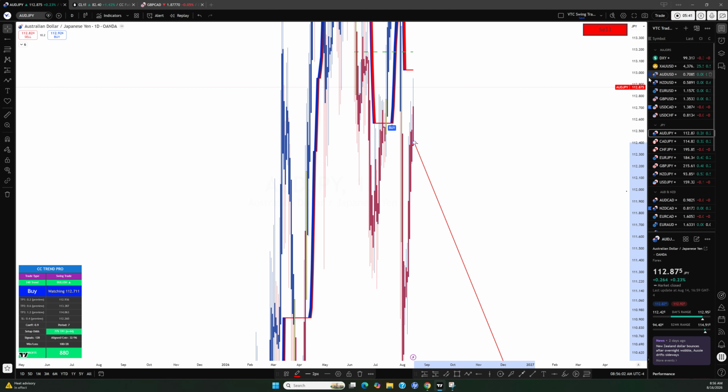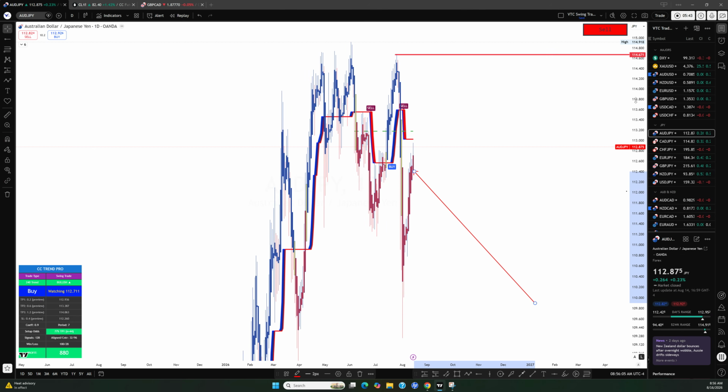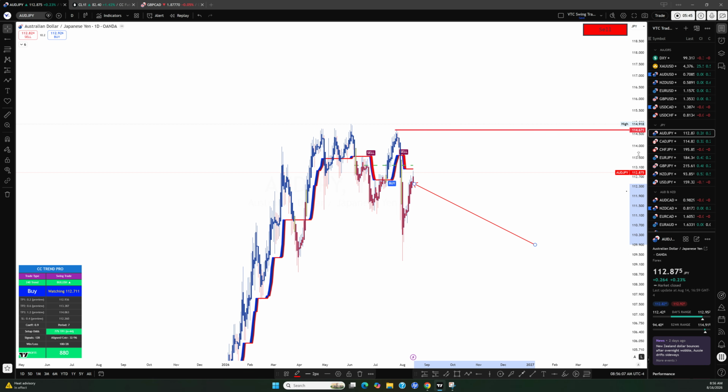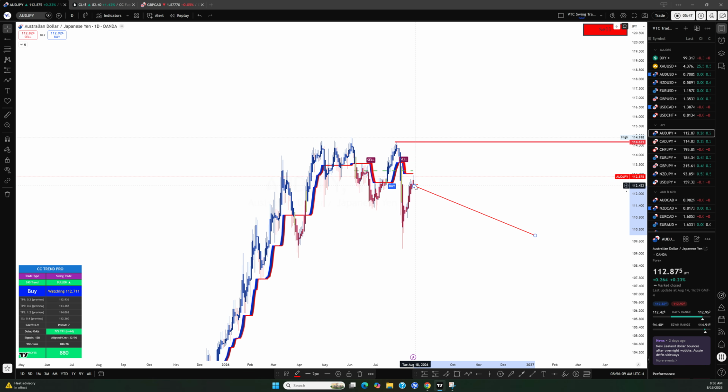All right, so AUDJPY, we have two scenarios on how we can trade this. We can either wait for the 4-hour and the daily to align for price to continue to sell off, or we can trade the 4-hour time frame until price runs out of steam and we get ready to turn around. All right, let's go on to our next pair.